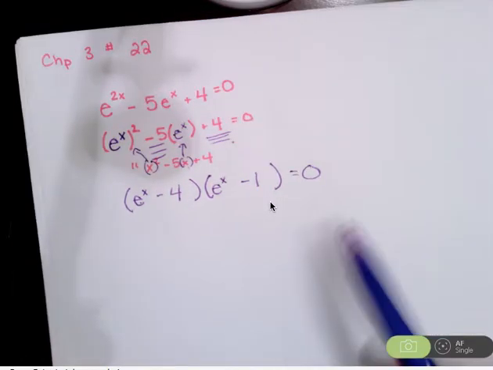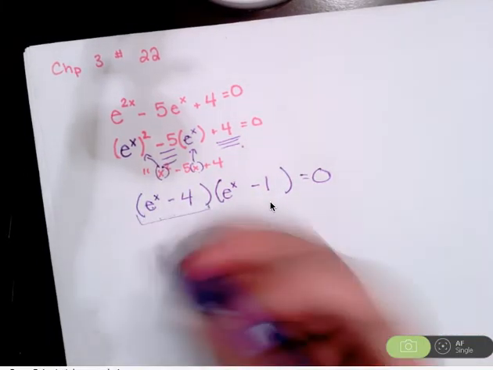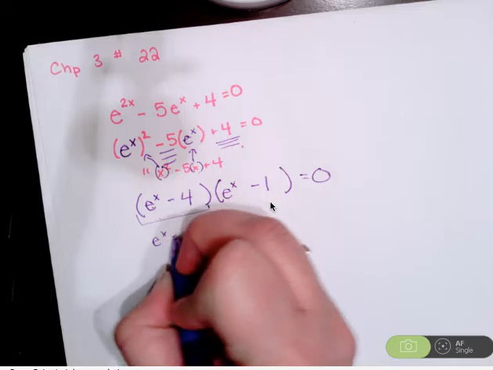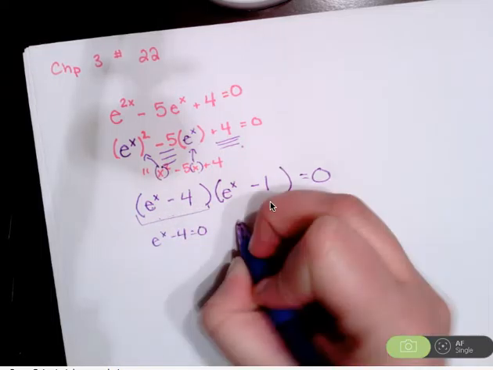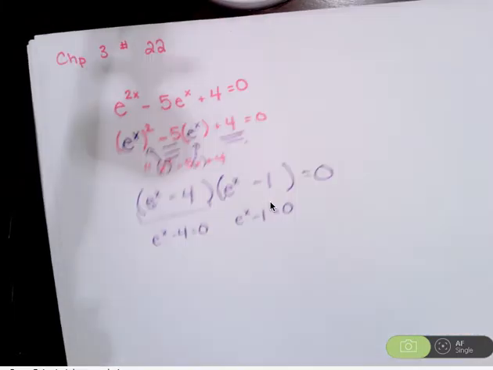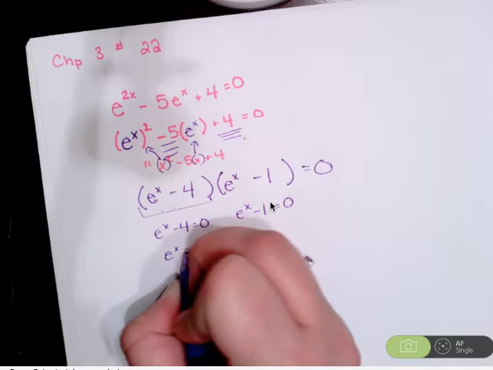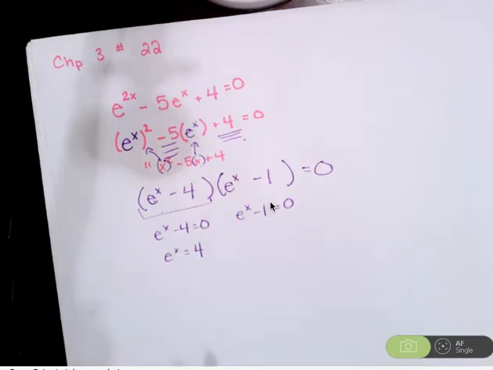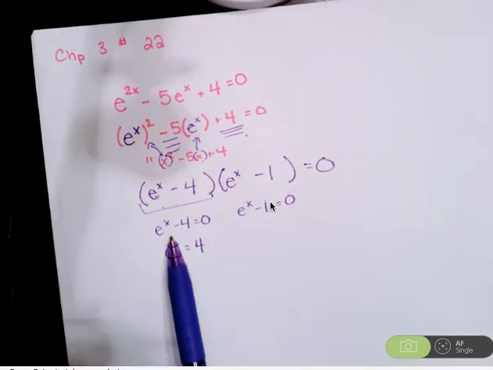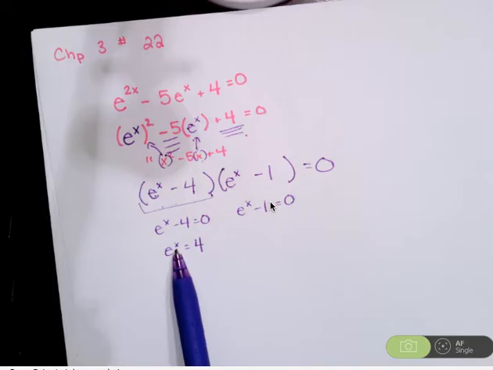And I solve this just like I would if this was an x here. So I'd set each of these equal to 0. So I get e to the x minus 4 equals 0, and e to the x minus 1 equals 0. I want to get e to the x by itself, so I'm going to add the 4 over, so I get e to the x equals 4. Now the problem is my x is in the exponent.